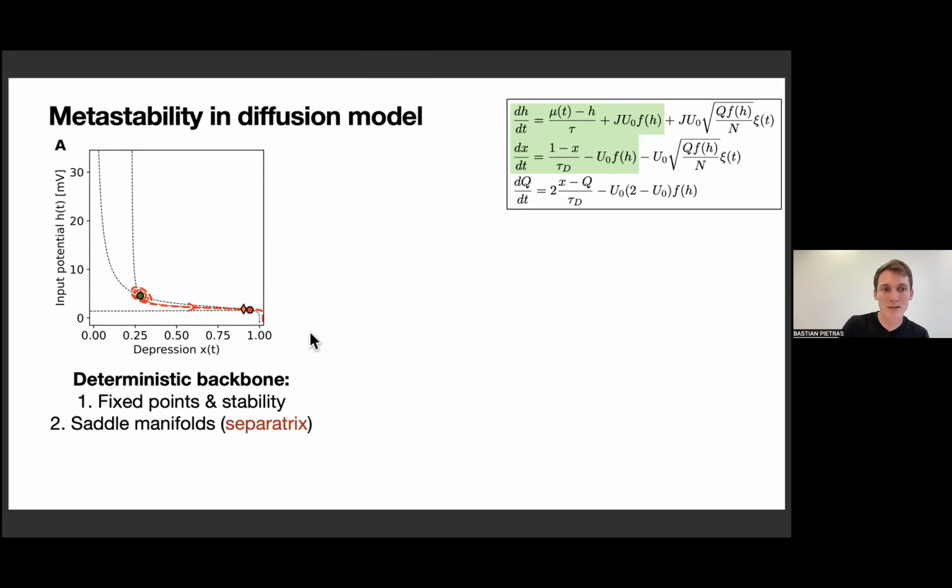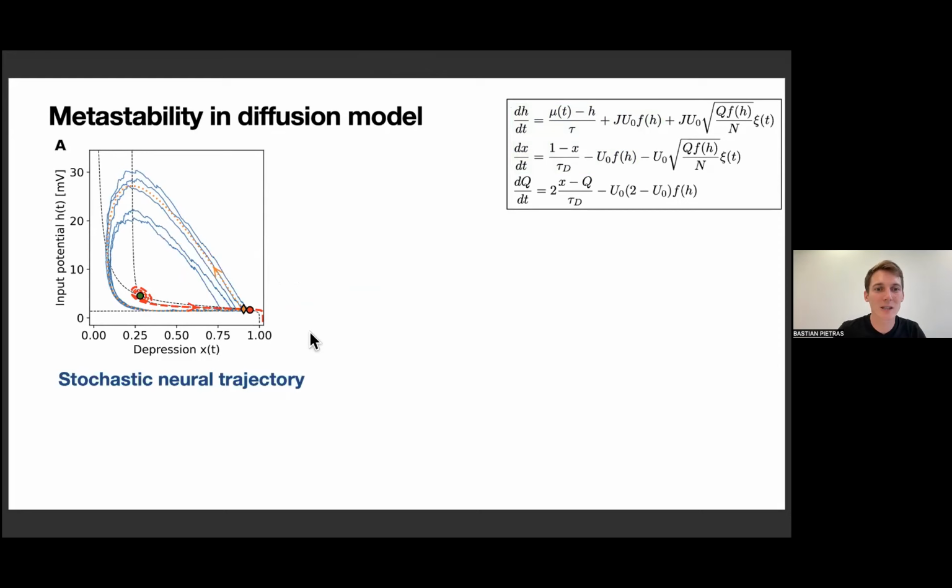The stable saddle manifold is the separatrix. And if we have a look at the unstable manifold, then it gives us the orange dotted curve. And this is interesting because if we really simulate our full mesoscopic model, then the stochastic neural trajectory will follow this unstable manifold. Once we are above the red separatrix, we follow the unstable manifold and make this excursion back to our unique saddle point.